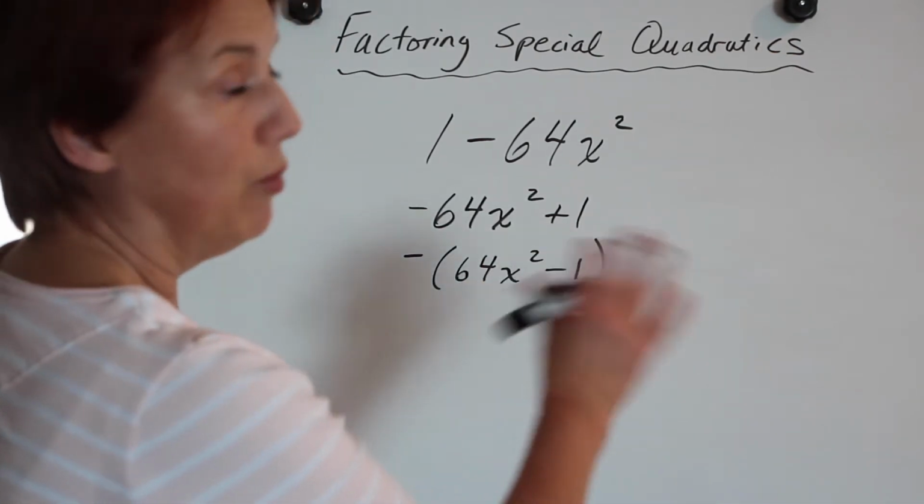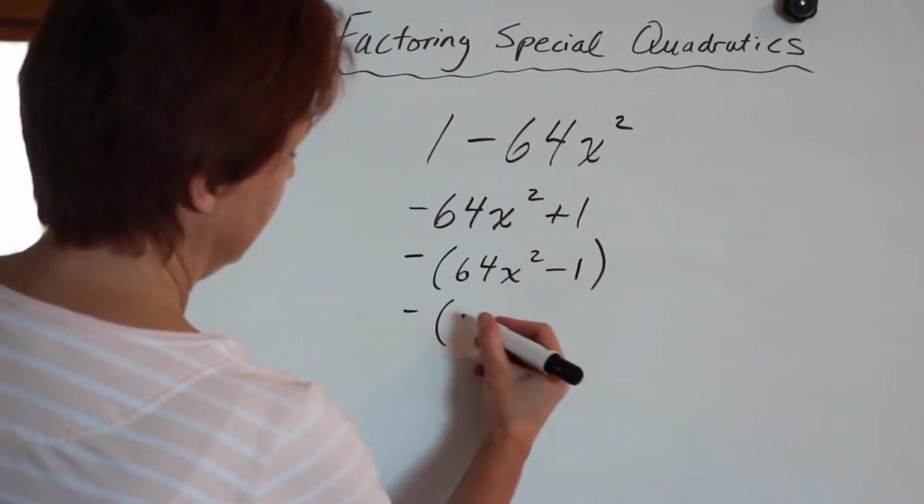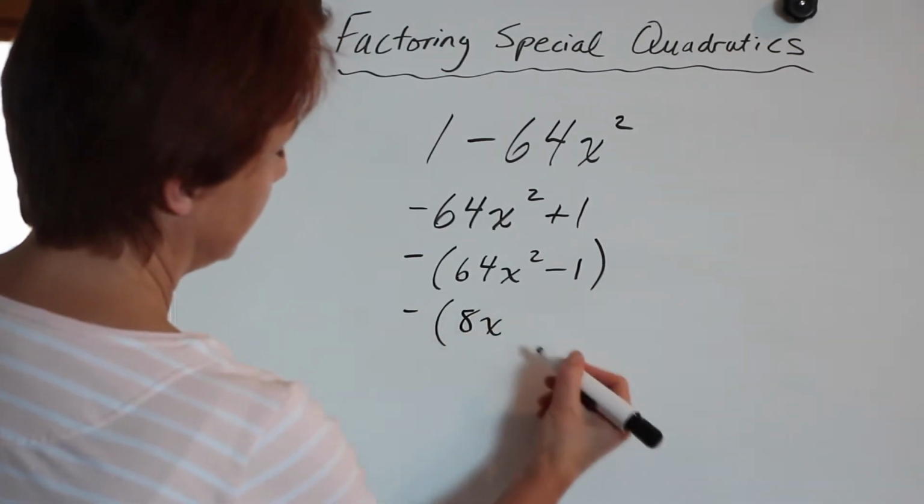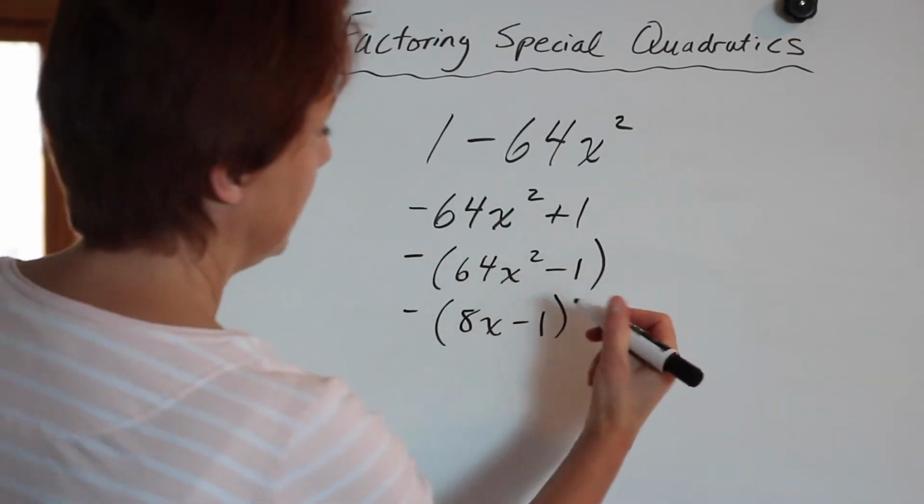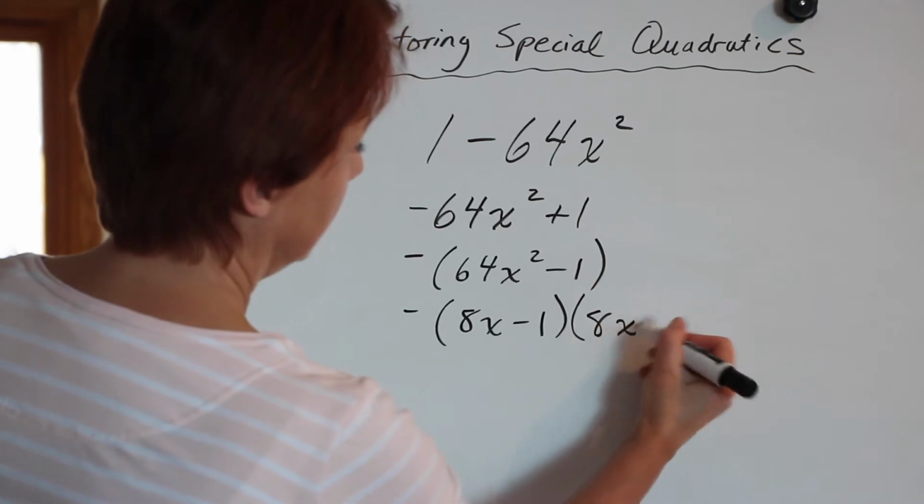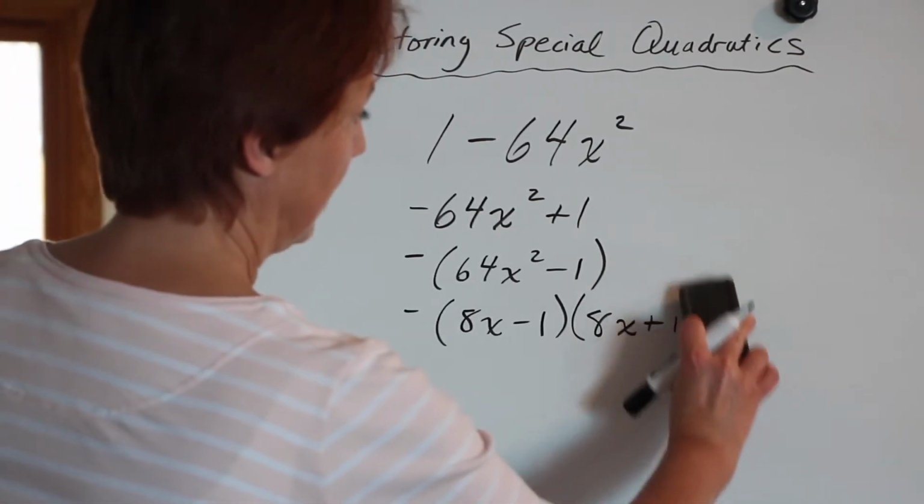Now we have what really looks like difference of squares, right? And so we just go according to the pattern, which is the square root of the first term minus or plus the square root of the second term, and then we do it all again with the opposite sign. Okay, so that's the factored form of that.